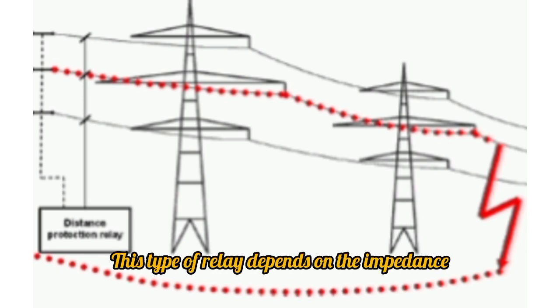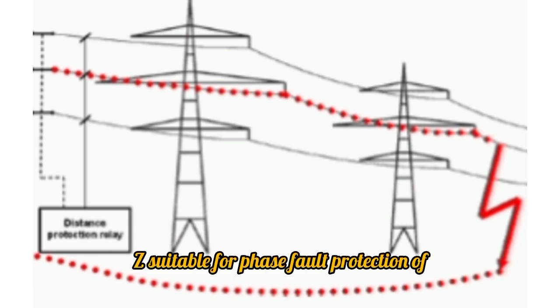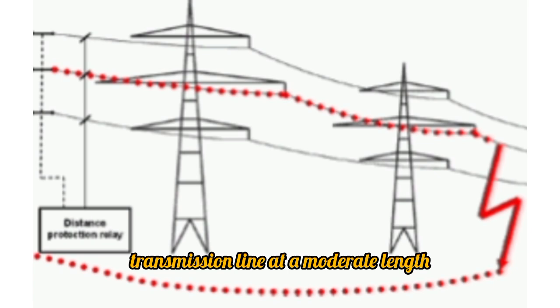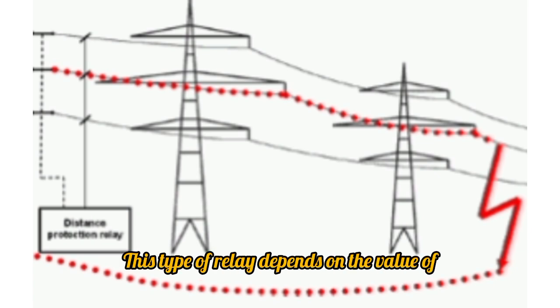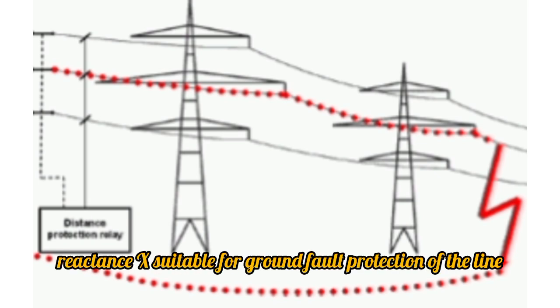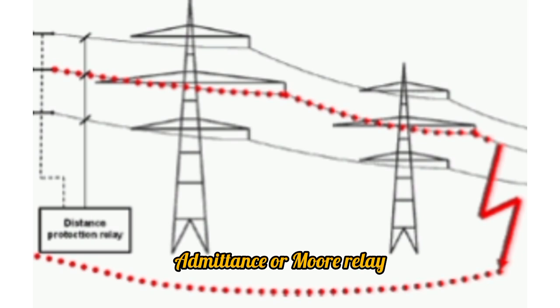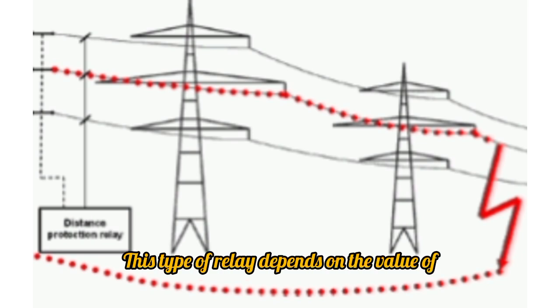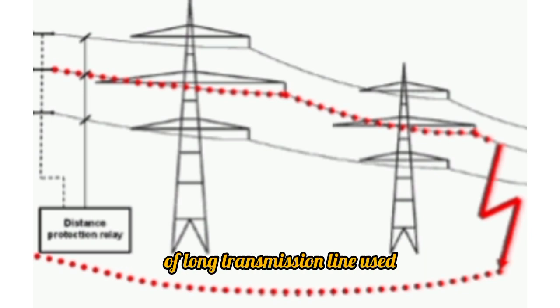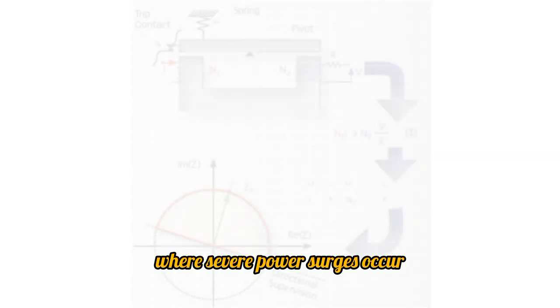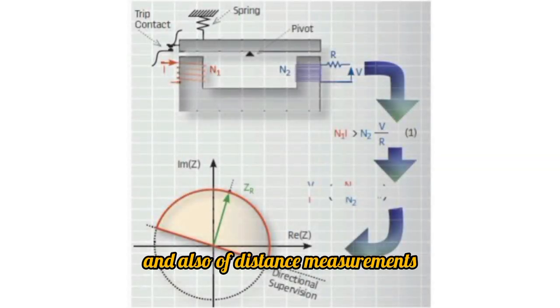This type of relay depends on the impedance Z, suitable for phase fault protection of a transmission line of moderate length. Reactance relay: this type of relay depends on the value of reactance X, suitable for ground fault protection of the line. Admittance or mho relay: this type of relay depends on the value of admittance Y, suitable for phase fault protection of long transmission lines, used where severe power surges occur and also for distance measurements.